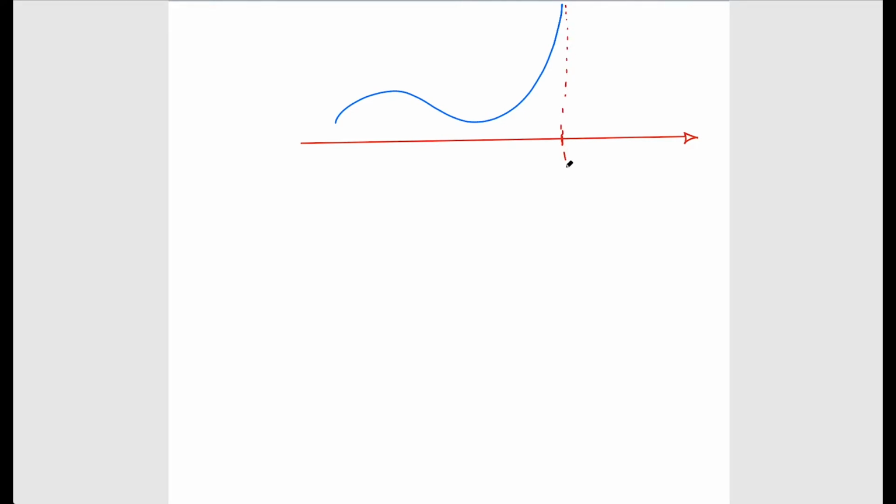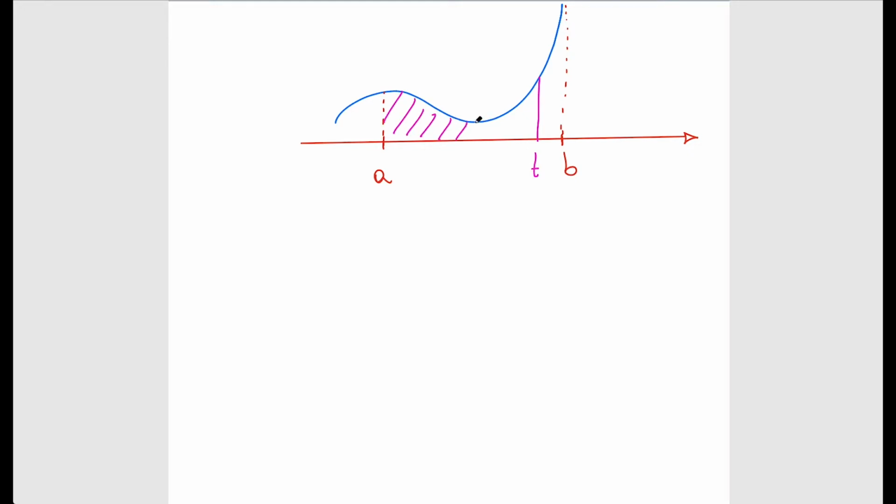Let's call this point B. Okay, and let's say this is A right there. So this is a function which is, in this case, positive and continuous between A and B, but when it gets closer and closer to B from the left, the function blows up, so it has a vertical asymptote at B.